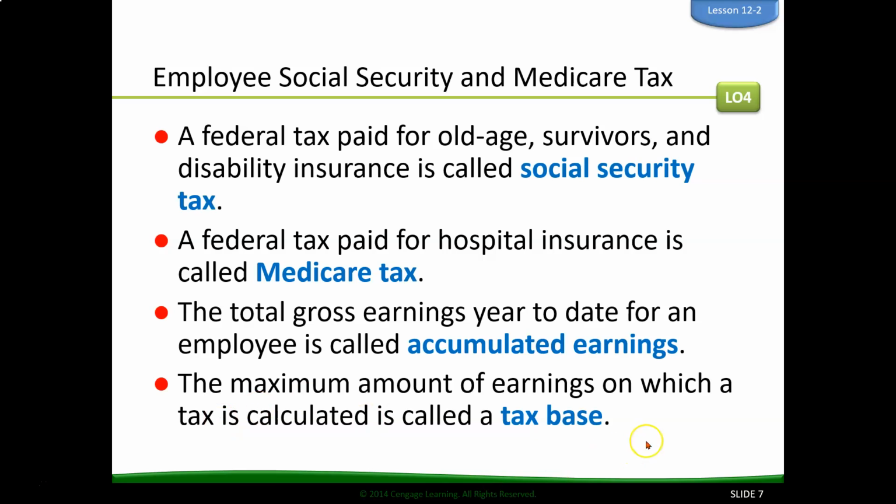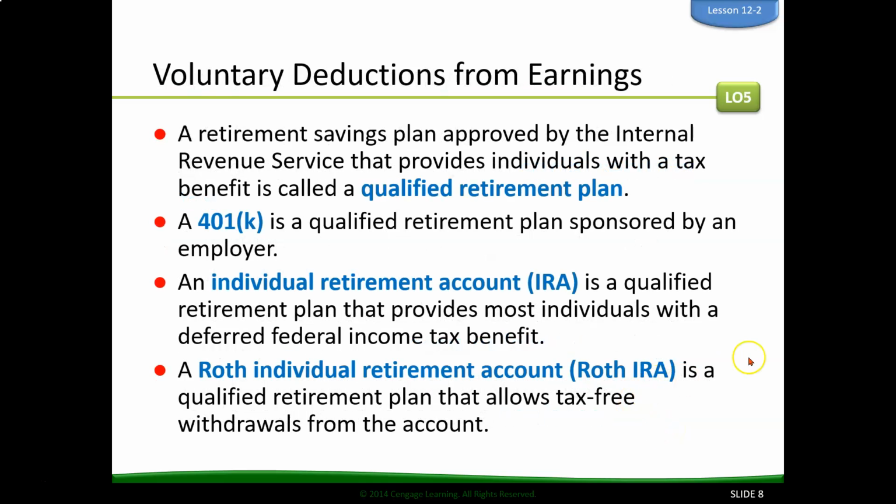The maximum amount of earnings on which a tax is calculated is called that tax base. And that tax base would be based on that concept of accumulated earnings. So it changes. Sometimes when you reach a cap, it will change.